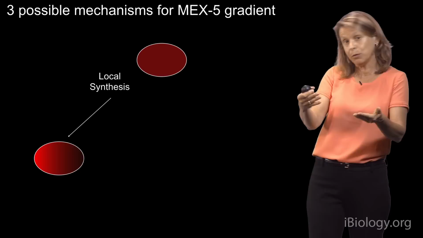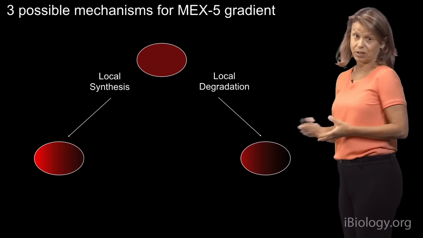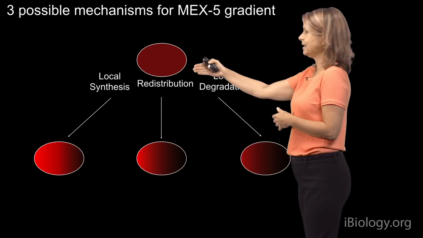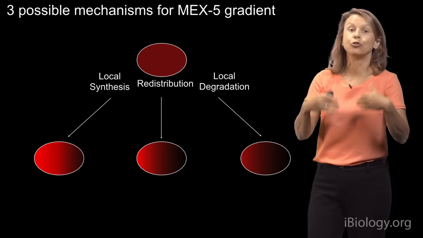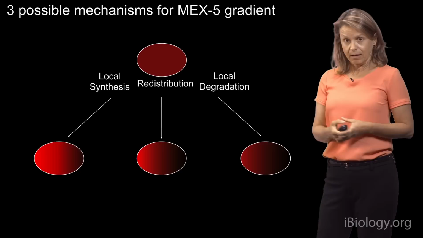That's one possibility. Another possibility is that, in fact, you're doing the opposite. You're actually degrading MEX5 in the posterior cytoplasm. Okay? Another possibility is that you're doing neither one of those things, but instead you're just taking the protein that was in the posterior and moving it towards the anterior side, okay? So you're redistributing existing protein.